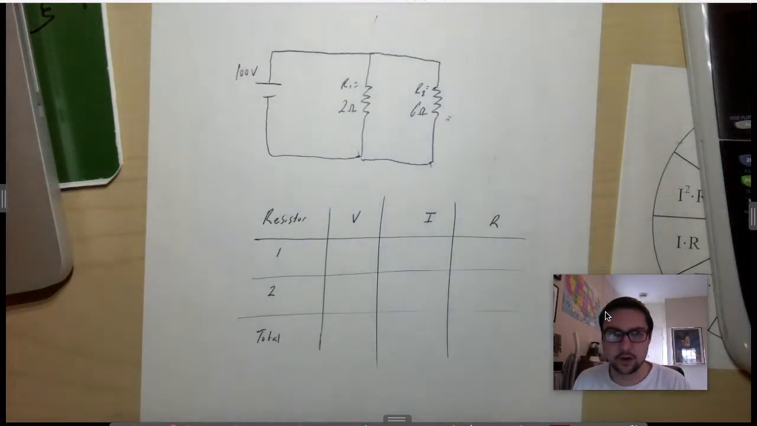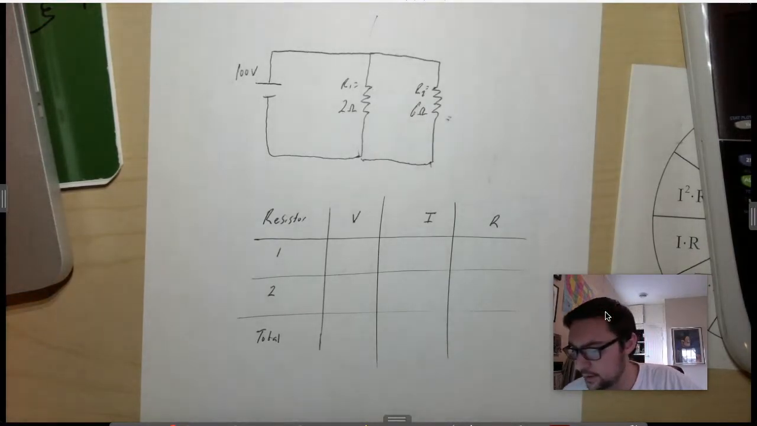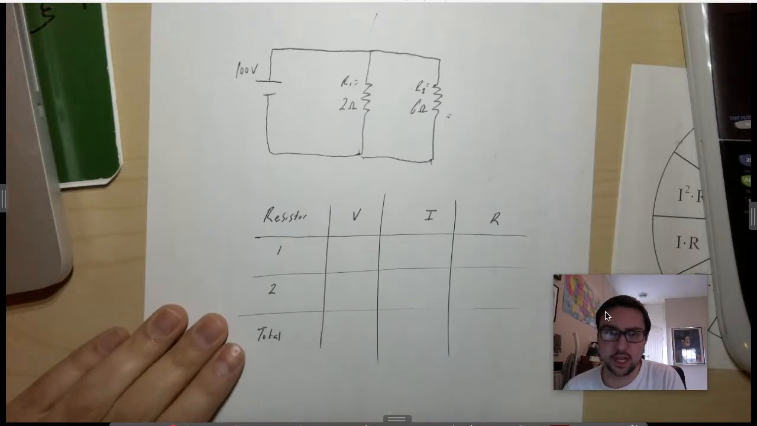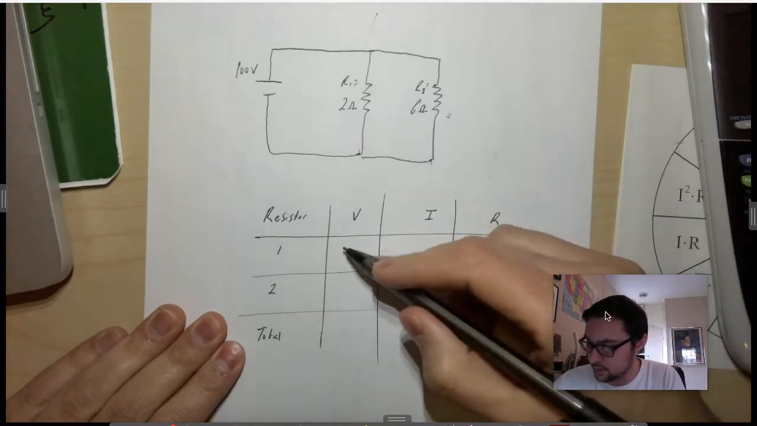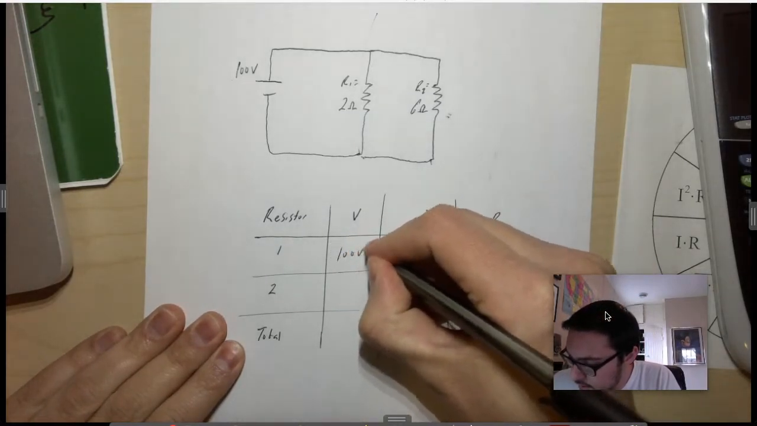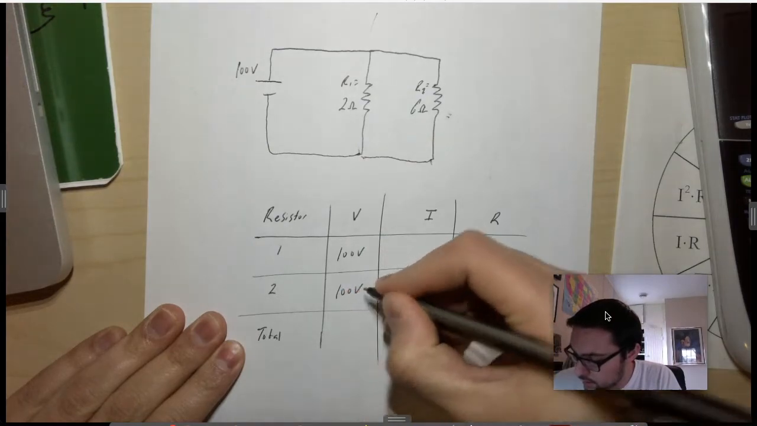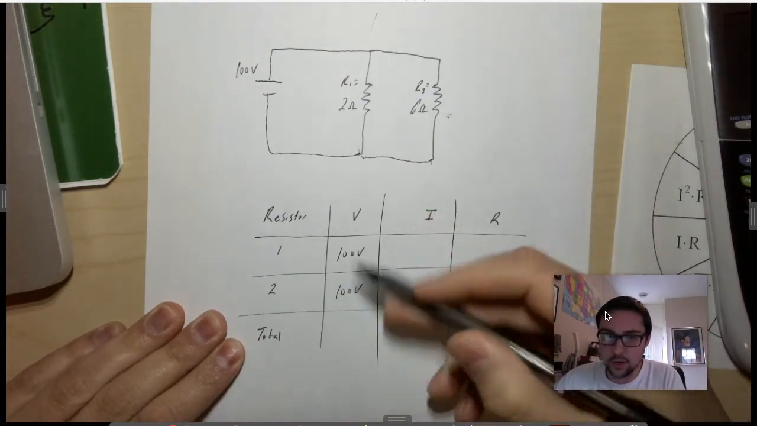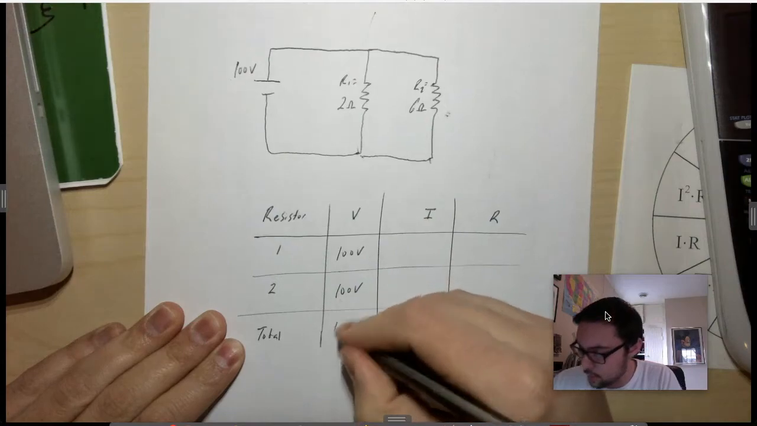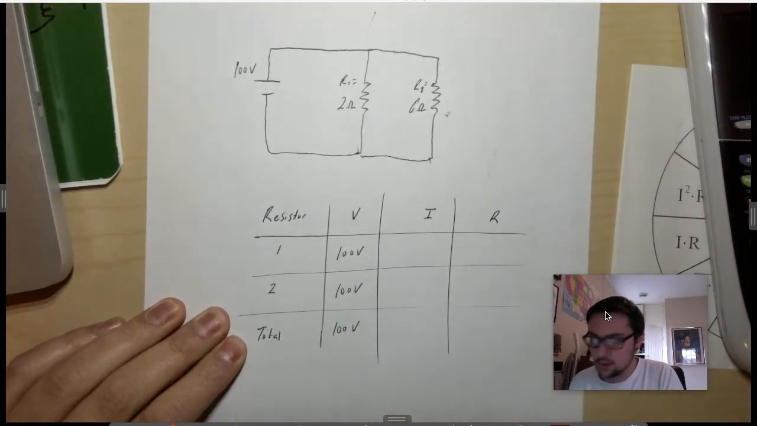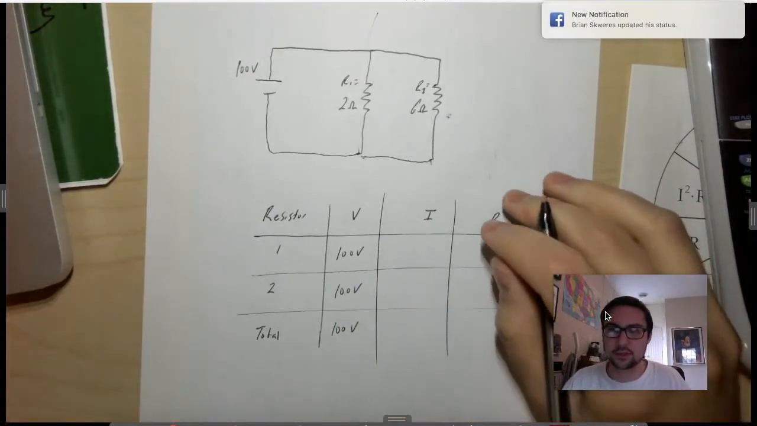So first off, let's figure out the voltage. Right now in our example, we have a 100 volt battery, which means that the voltage is the same throughout. So resistor 1 is getting 100 volts, resistor 2 is also getting 100 volts, and the total, we don't add these together, it's just 100. So that's probably our simplest solution right now.